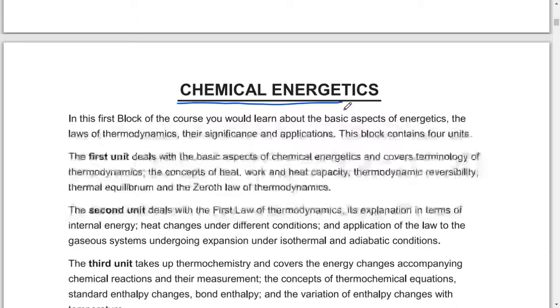Chemical Energetics. In the first block of the course, you would learn about the basic aspect of energetics, the laws of thermodynamics, their significance and applications. This block contains 4 units.